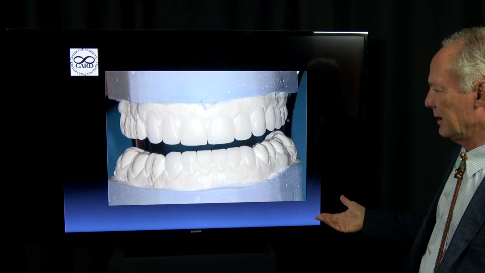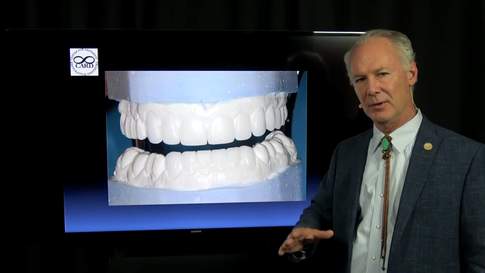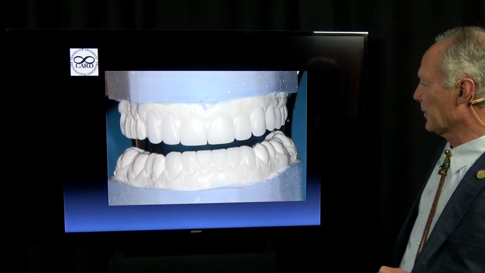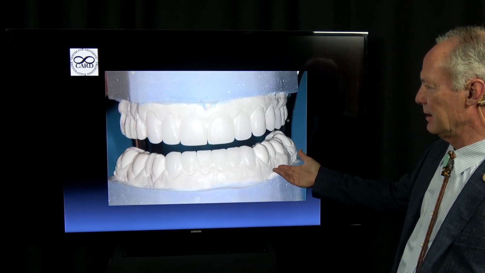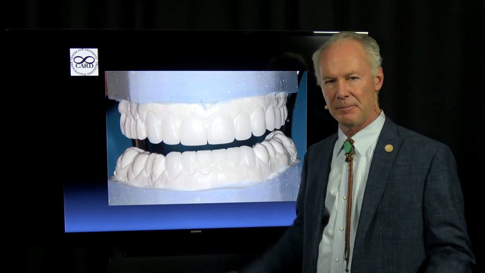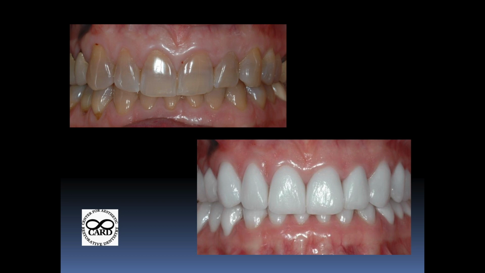Now, I don't wax it up if I haven't generally talked to the patient about what is going to happen and what it costs, because somebody's got to pay for that wax up, and I don't really want to do that until I know we're going to move forward with the case. But I've given her a general idea of what it would cost to fix everything. And as I said, in this case, it was no issue.